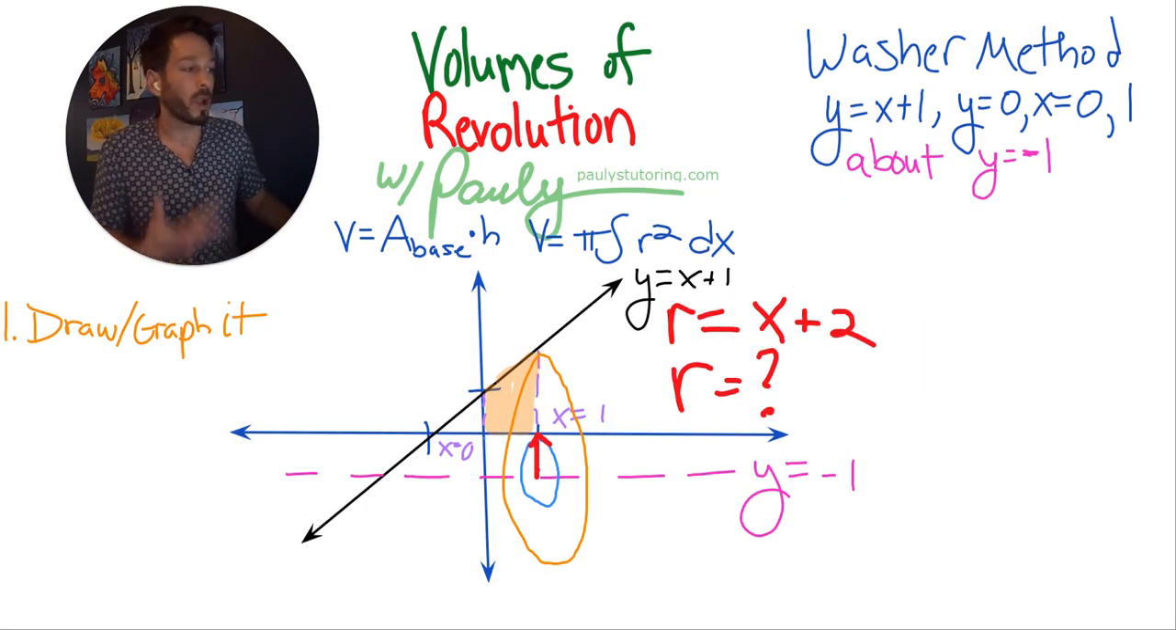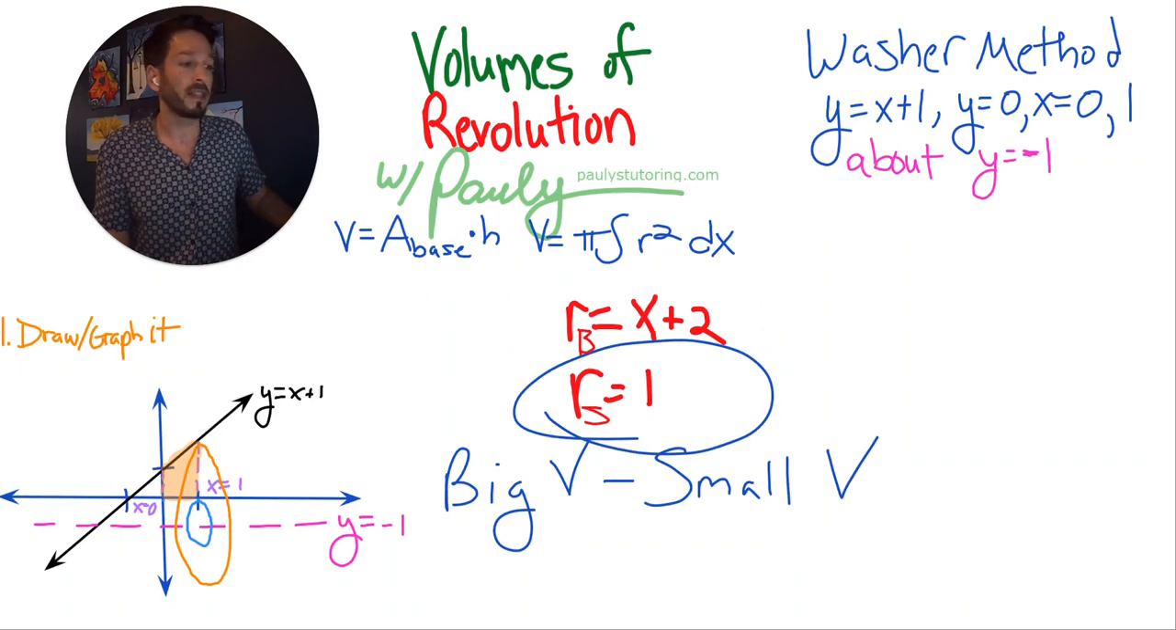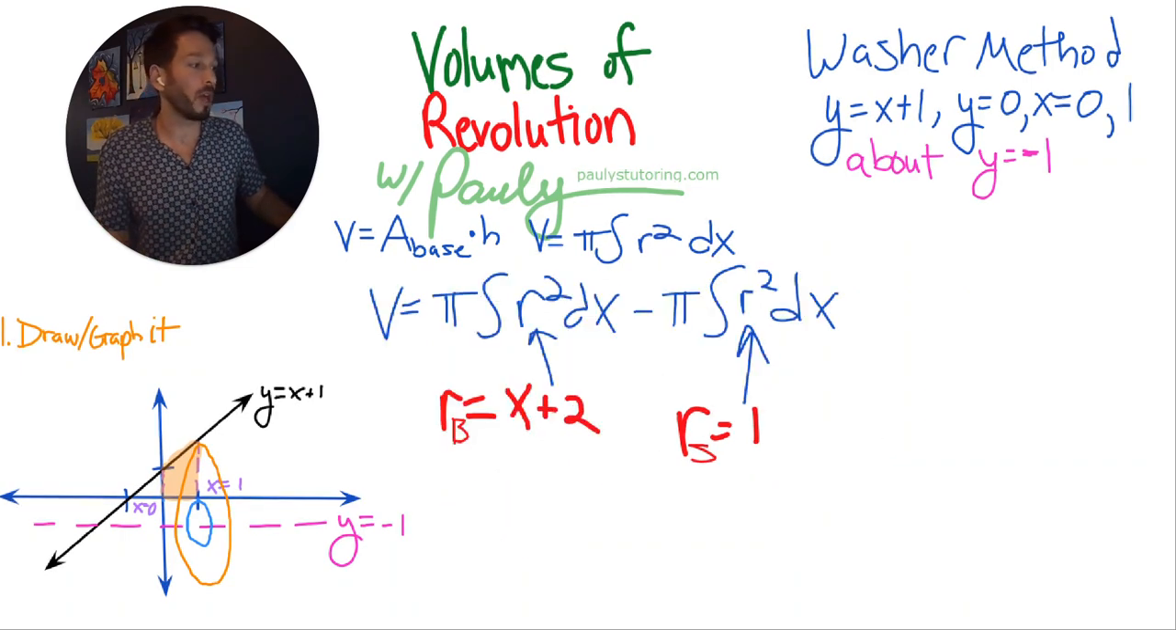And now we're just taking away that small radius. That's the distance between y equals -1 and the x-axis, so that's 1. Now we're doing our big volume, take away our small volume. Our big volume is obviously going to be the outer radius there in the orange, so that's x plus 2. And the small one is the one in the blue, so that's 1.